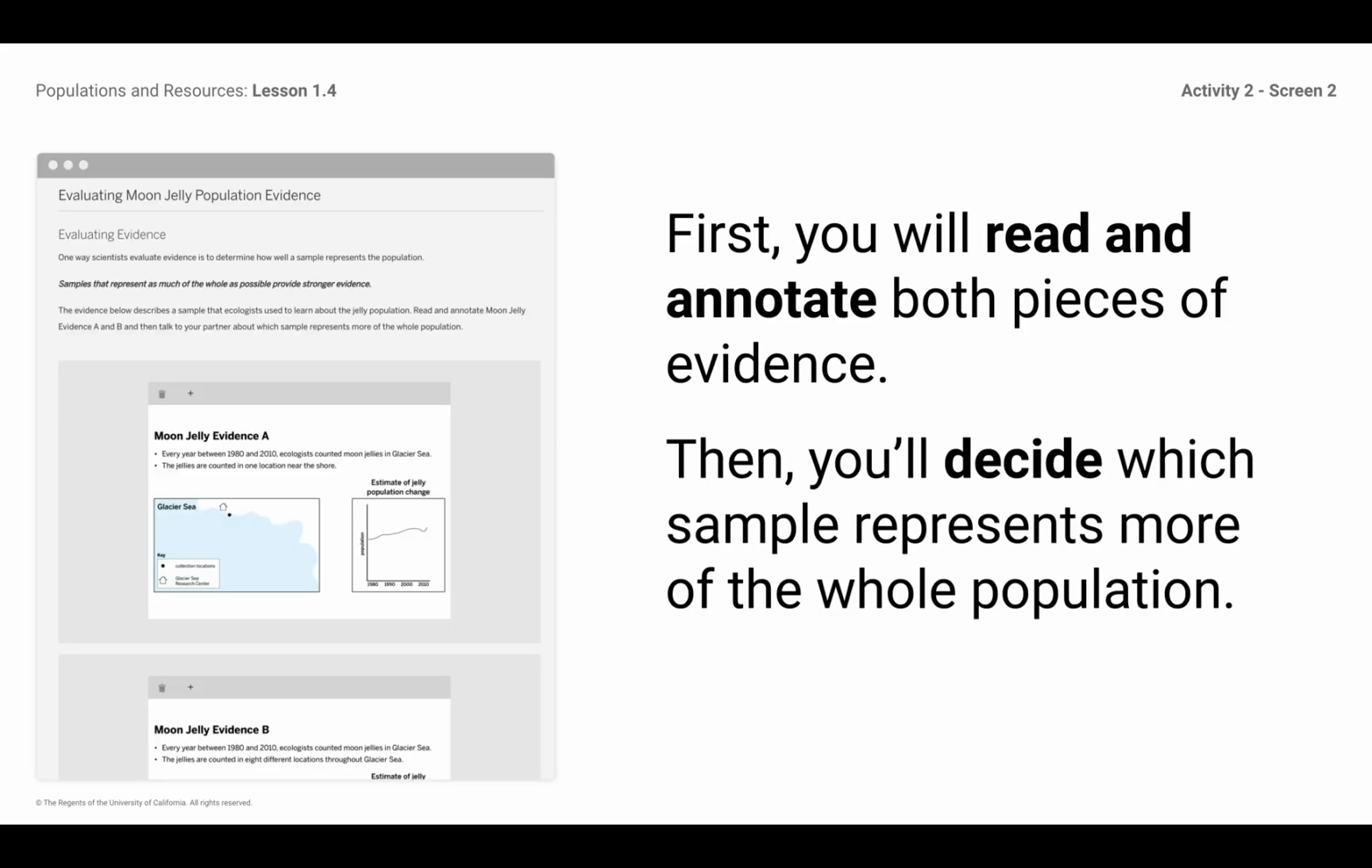You're going to first read and annotate both pieces of evidence, and then decide which sample represents more of the whole population. Here's what I'd like you to do.